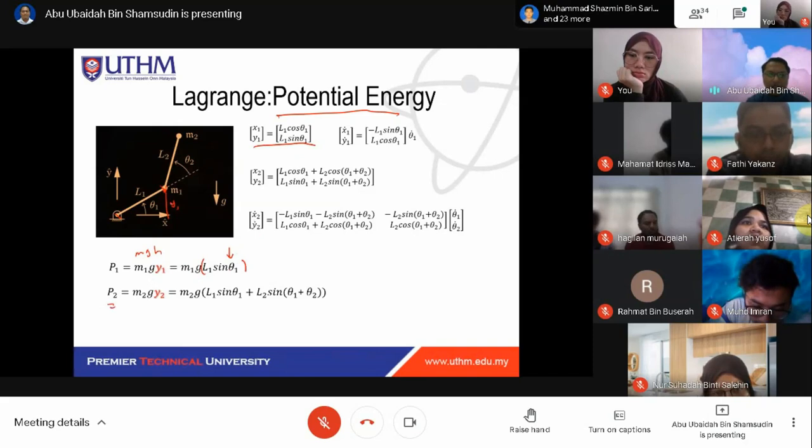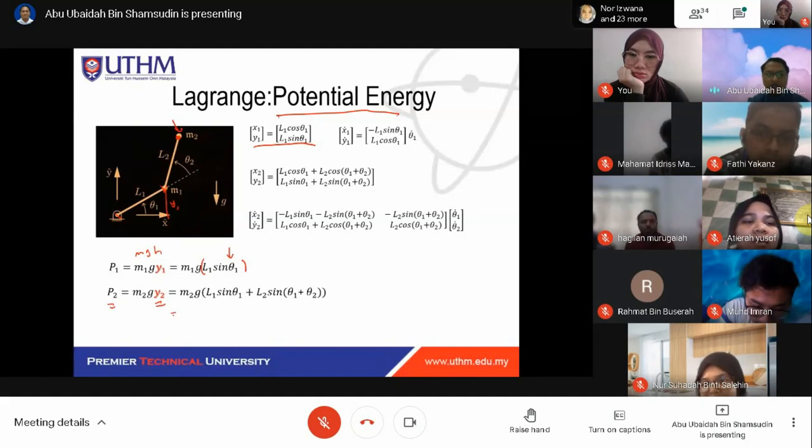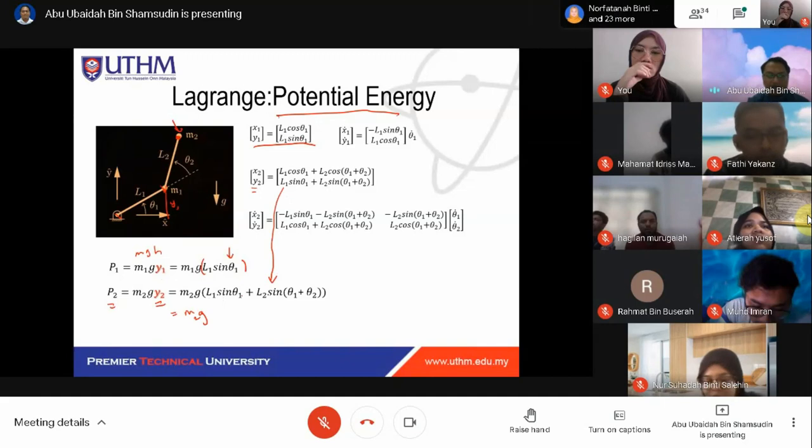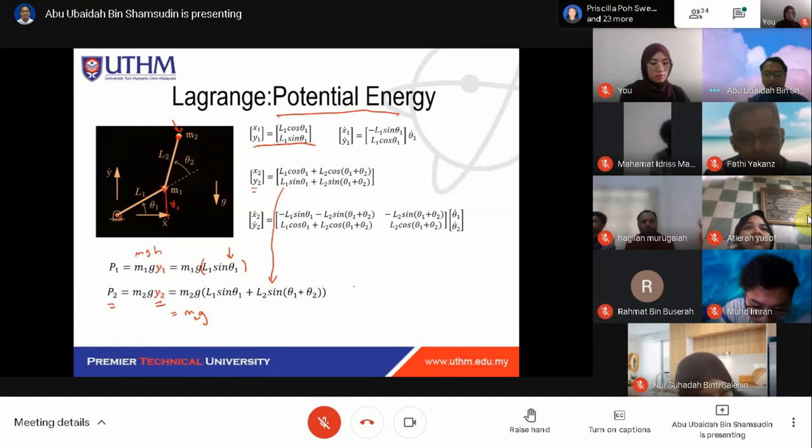And for the potential energy at this point here is equal to mgh, which h is equal to y2. So we just m2g, and this is y2. So we just put y2 value here, and we get L1 sine theta 1 plus L2 sine bracket theta 1 plus theta 2. So this is the potential energy.